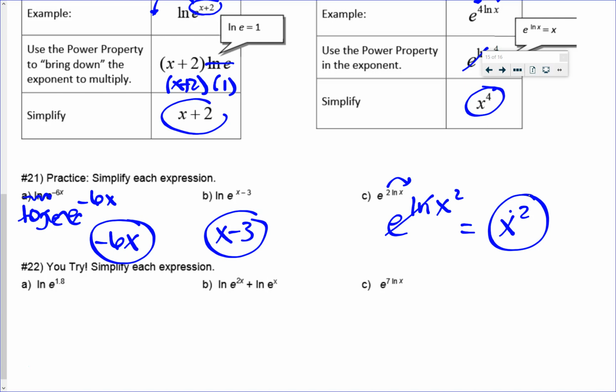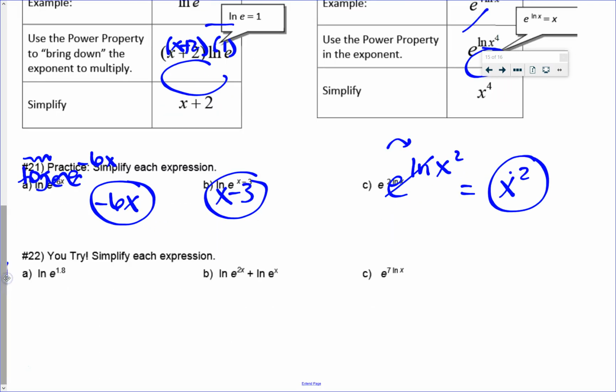All right, so I want you to try these bottom three. Try natural log of e to the 1.8 power, natural log of e to the 2x plus natural log of e to the x, and then part C, do e raised to the 7 times natural log of x.